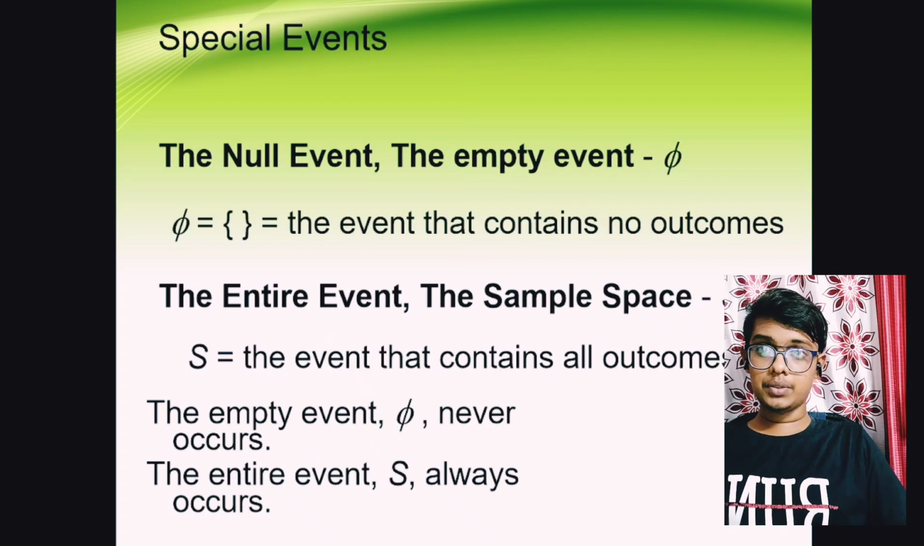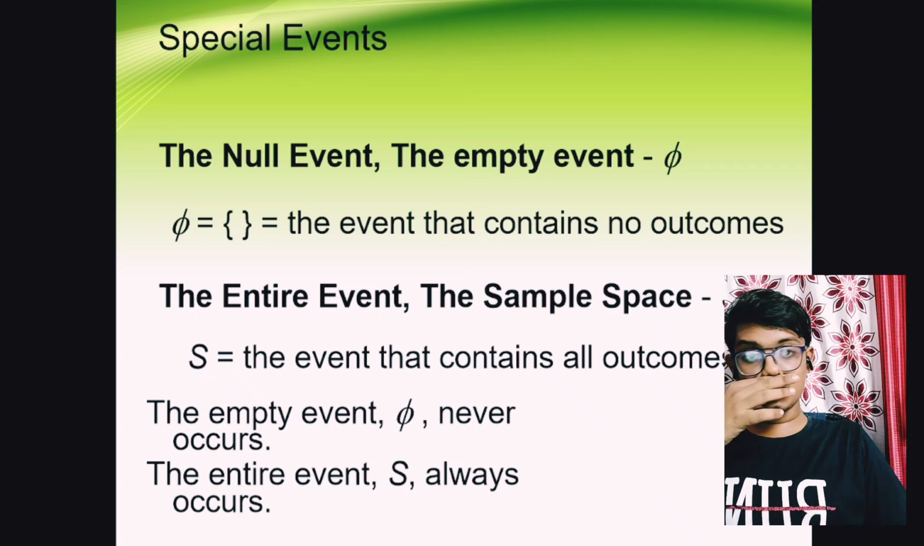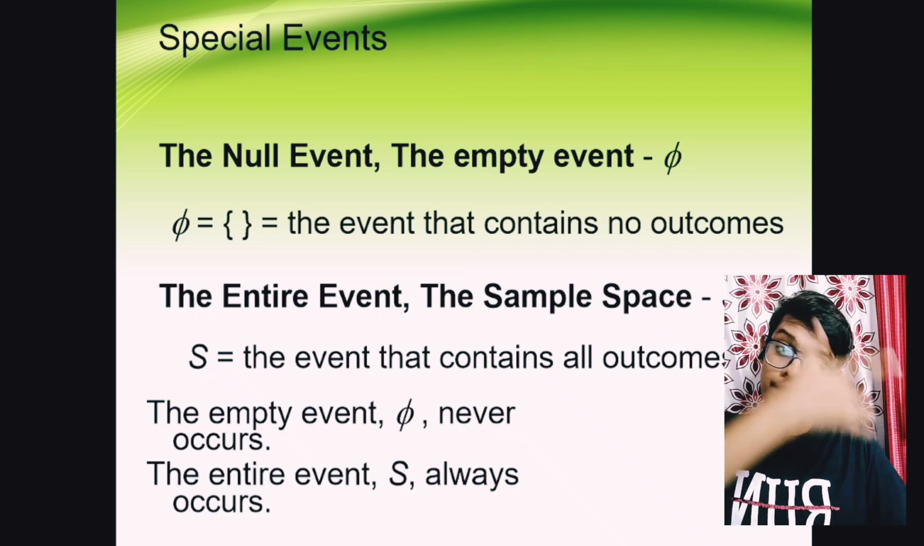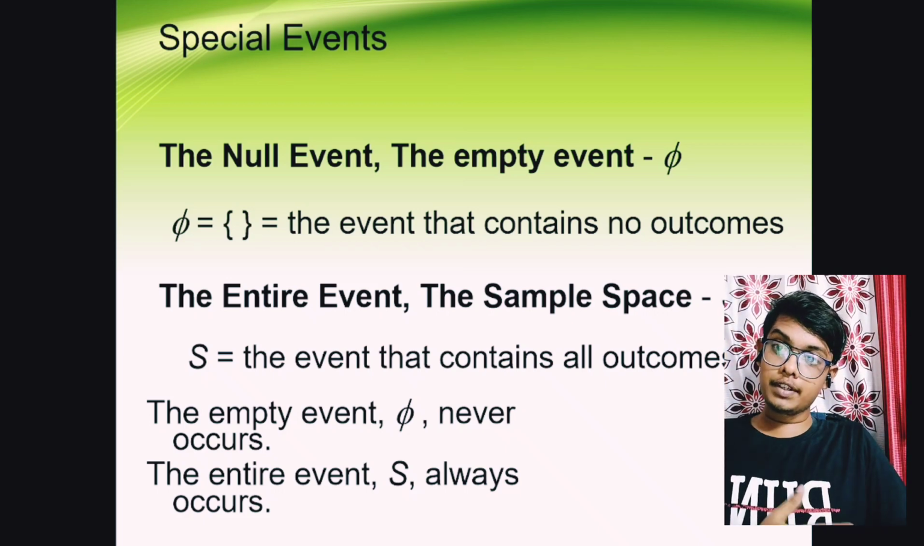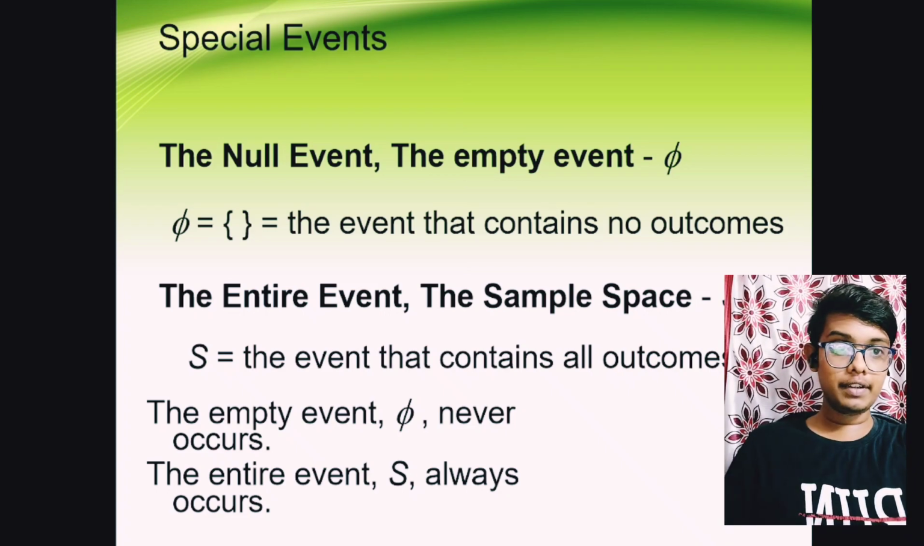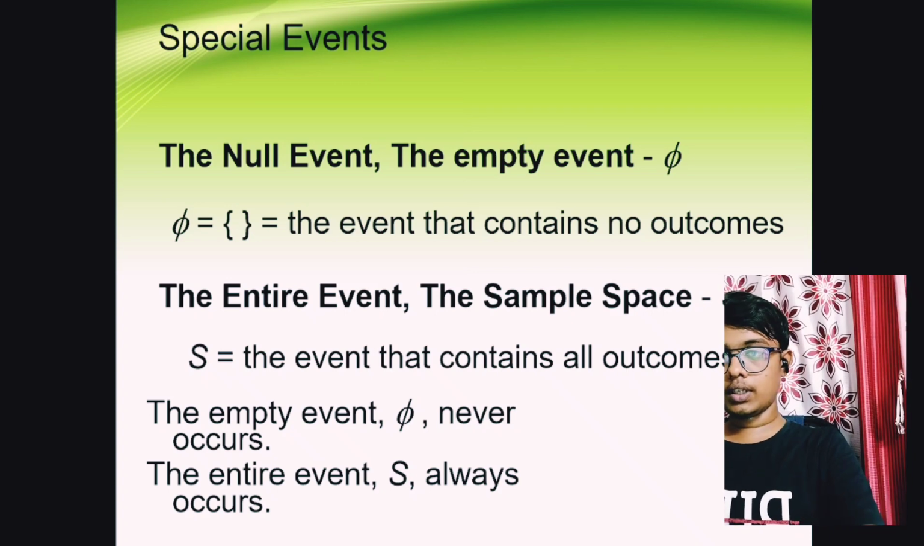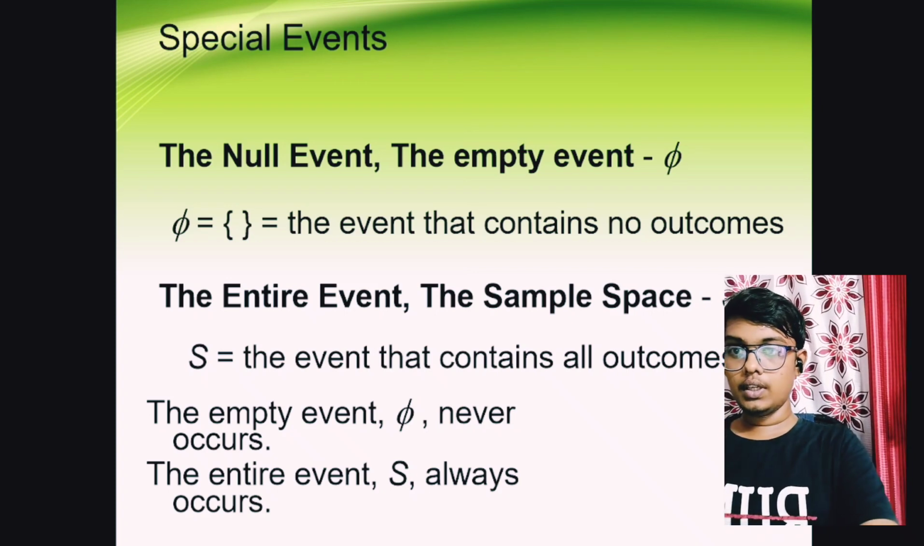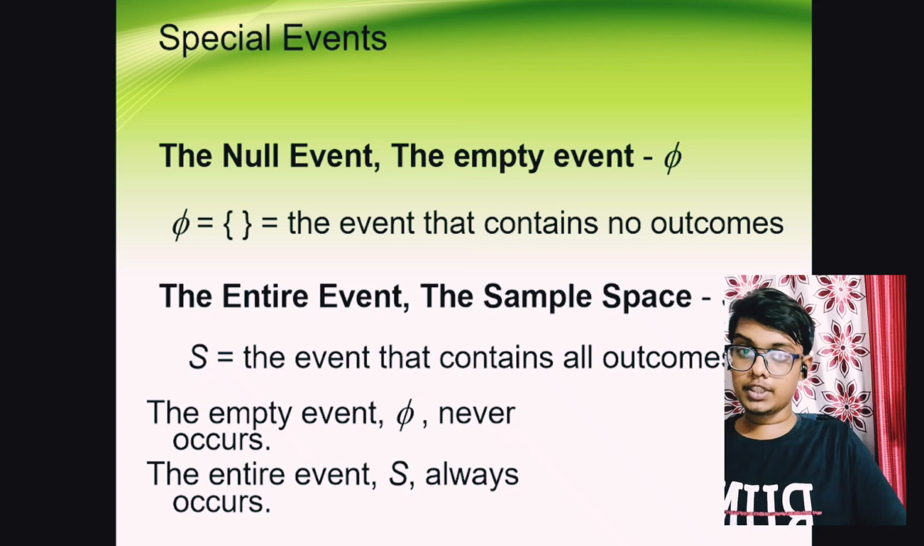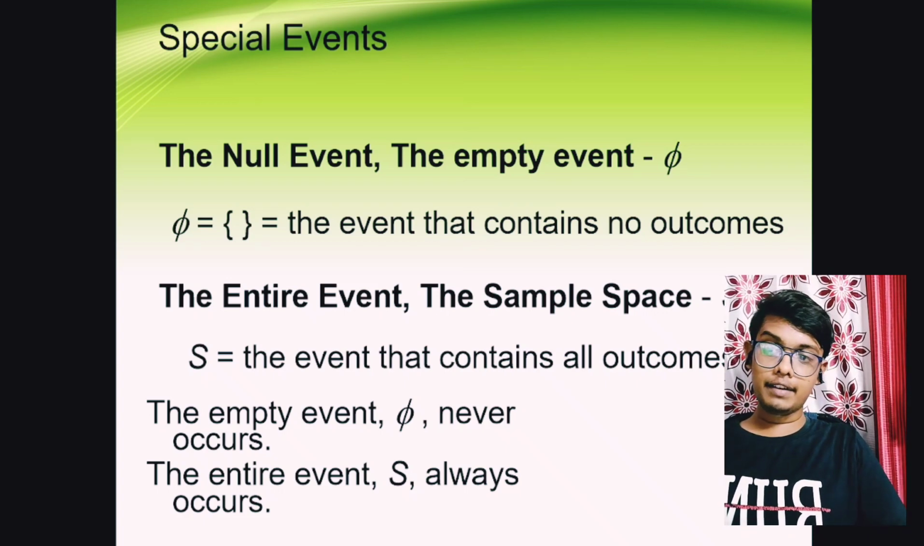Special events. As you can see here, the special events: the null event or the empty set. Phi is equal to the null element, the empty set, which means there is no possible outcome, no event that is possible for the given condition. And the next one, the entire event, the sample space S. S is the event that contains all outcomes. The empty set phi never occurs, as I said before. The entire event S always occurs.